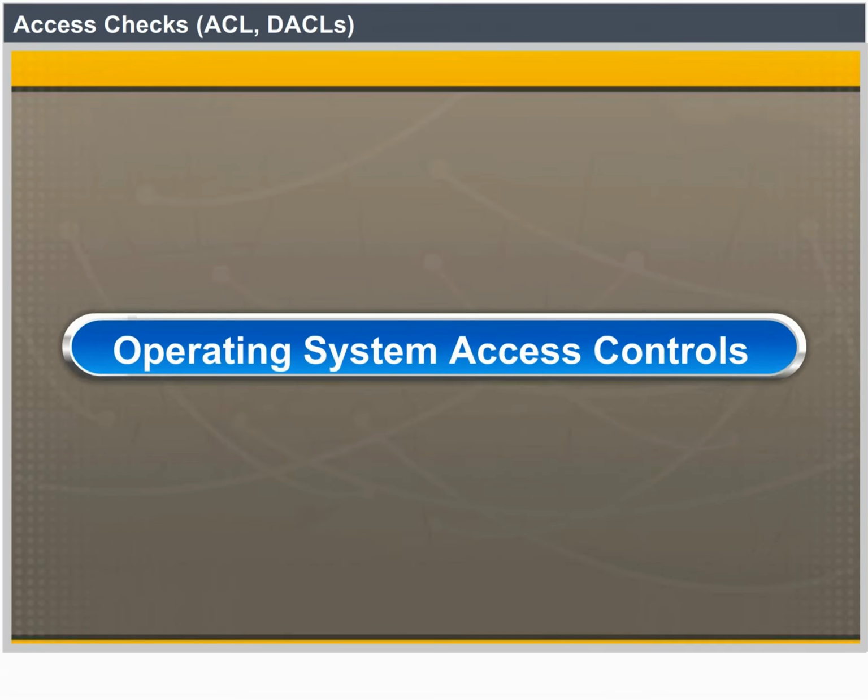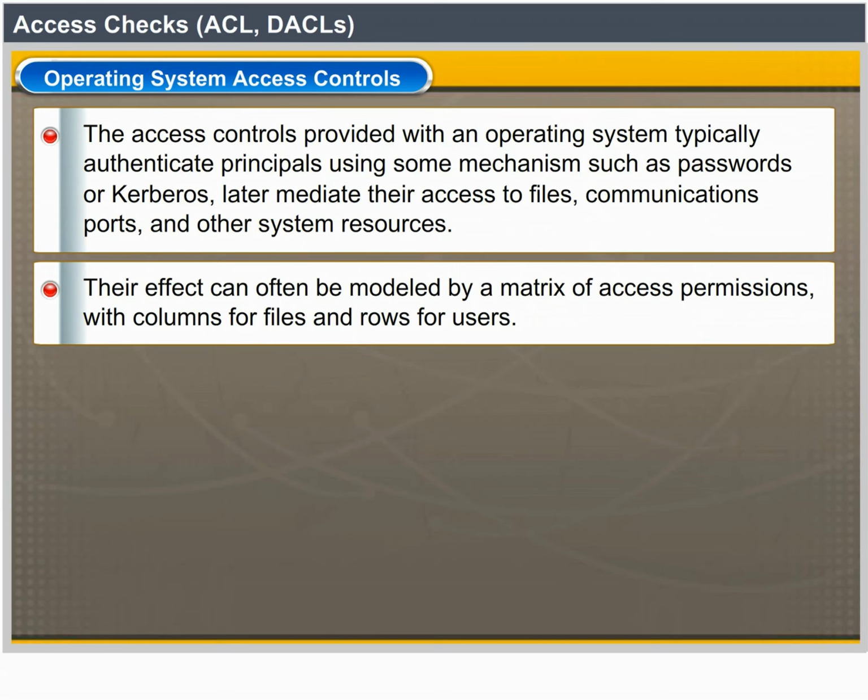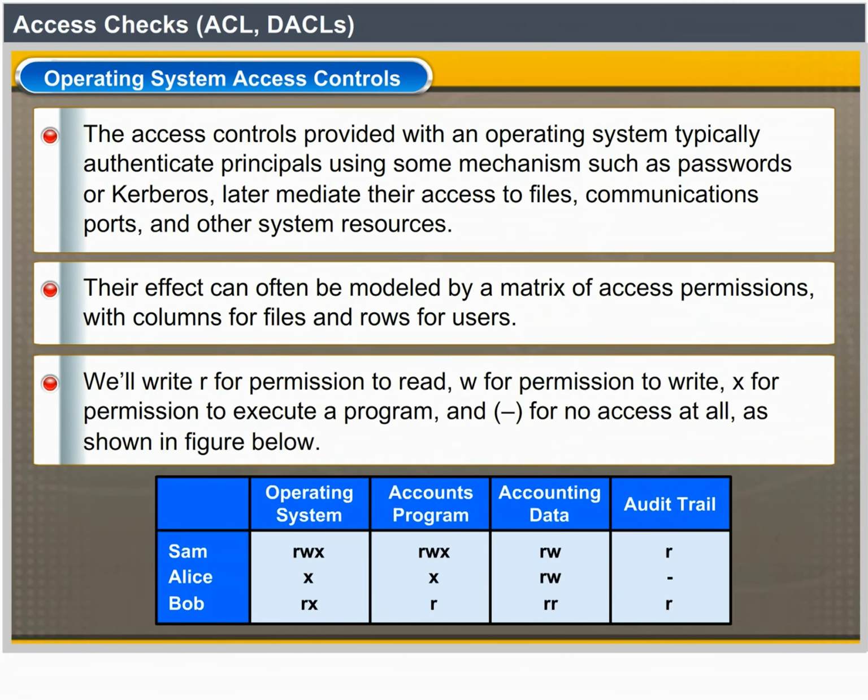Operating system access controls. The access controls provided with an operating system typically authenticate principals using some mechanism such as passwords or Kerberos, then mediate the access to files, communication ports, and other system resources. Their effect can often be modeled by a matrix of access permissions with columns for files and rows for users. We'll write R for permission to read, W for permission to write, X for permission to execute a program, and minus for no access at all, as shown in the figure below.